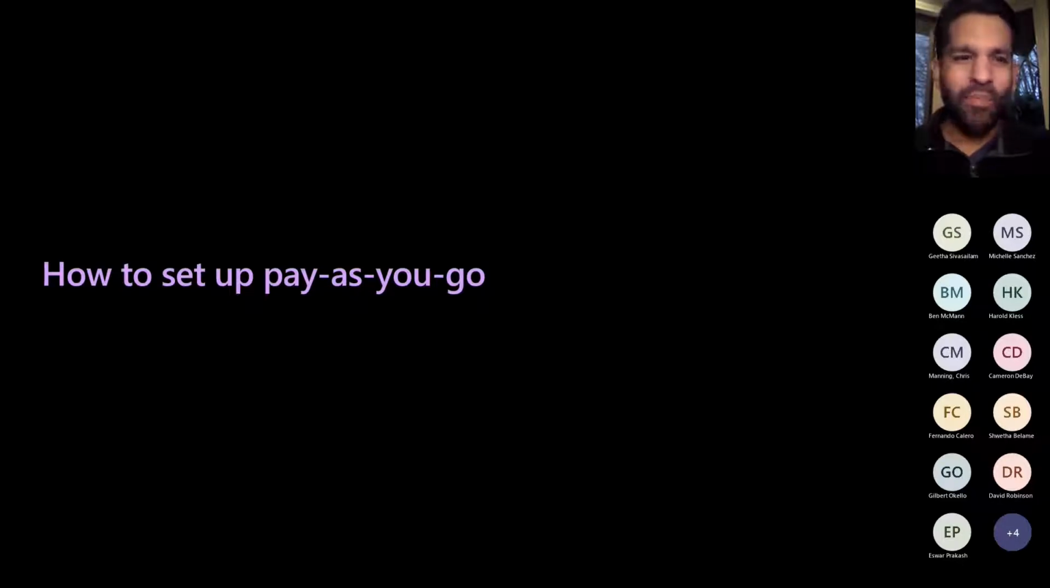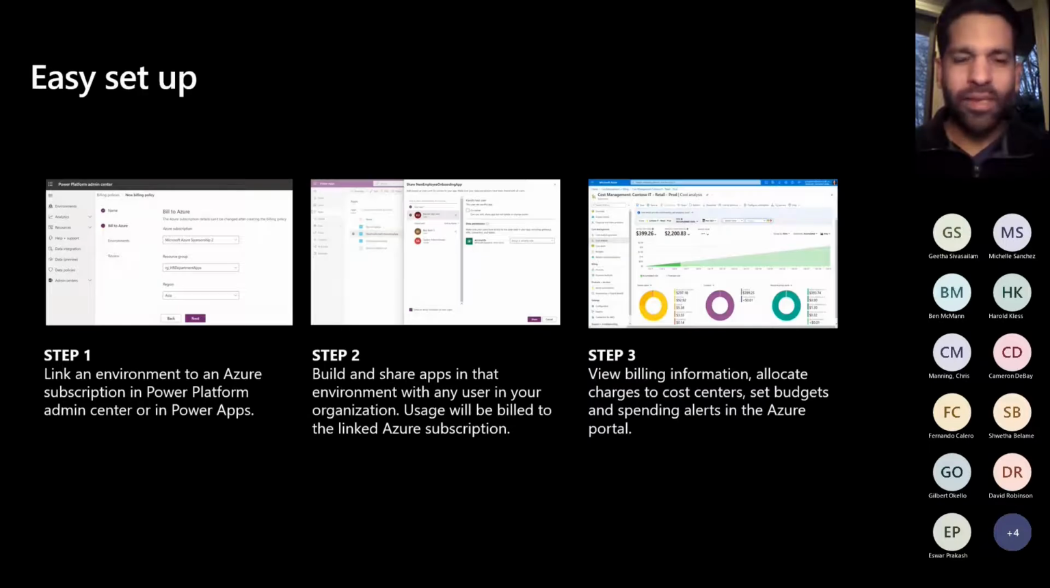All right, so let me flip into the how to set it up. There are 3 steps that I'll highlight, and then we'll dive into a demo. The first is that we are going to link an environment to an Azure subscription, either in the Power Platform Admin Center or in Power Apps itself. The ability to set up pay-as-you-go is done at an environment level. And the benefit of that is that if you have some environments in which you want to leverage pay-as-you-go, but others where you don't, you can do that.